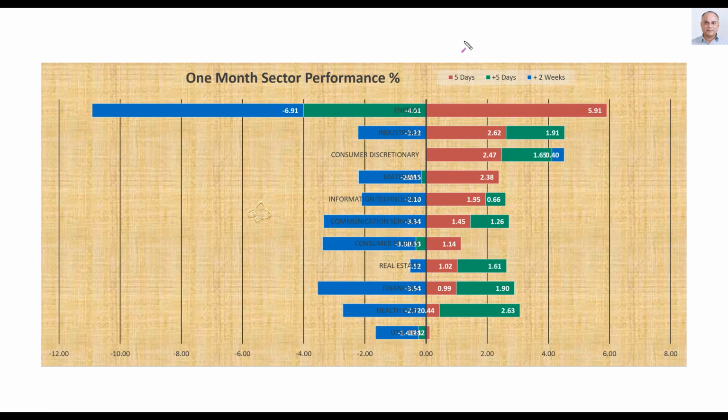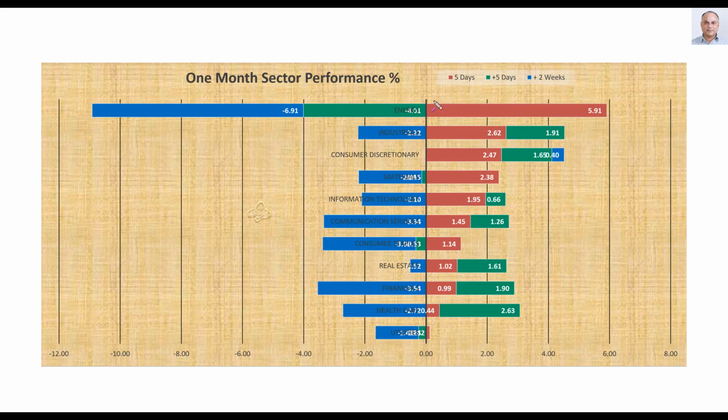Sector level performance. Here I am looking at the 11 sectors across 3 review periods: this week, the previous week, and 2 weeks before that. Together, they represent 1 month of sector performance. Any bar coming to the right of the zero line shows the sector went up. Any bar to the left of the zero line shows the sector went down. This week, all the 11 sectors ended in the positive.